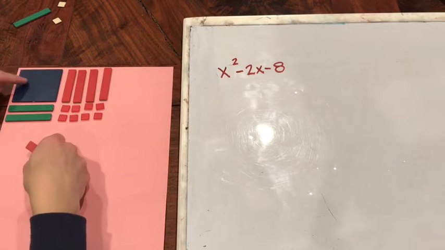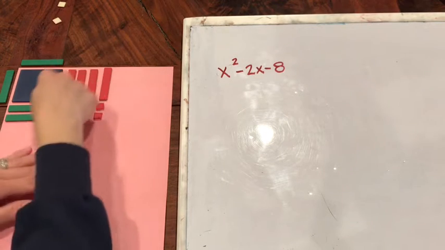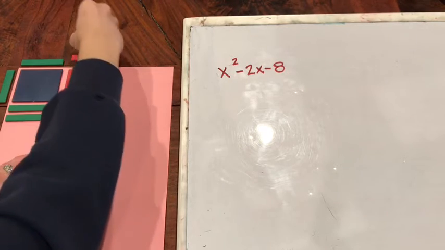Okay, so what are my factors? Across the top, this is positive, so it needs to have 2 positives to make it positive. And then here, these are negative multiplied by a positive. So I know I'm going to have negative ones here.